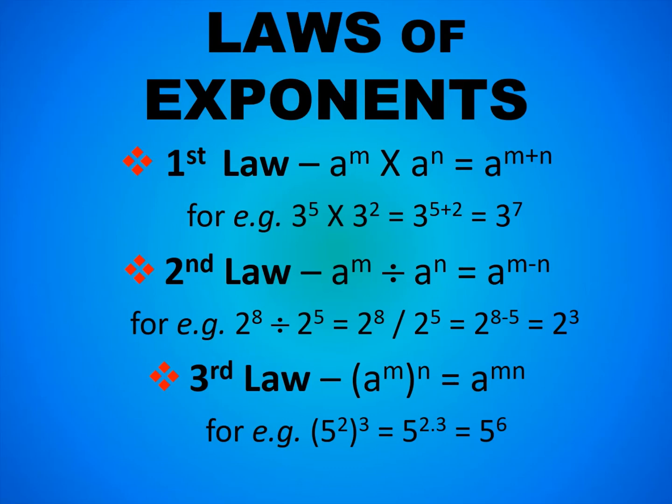To explain this, we will take an example like, in the bracket, 5 raised to the power 2, raised to the power 3. So, we will multiply the powers, that is 5 raised to the power 2 times 3, which will give us 5 raised to the power 6.